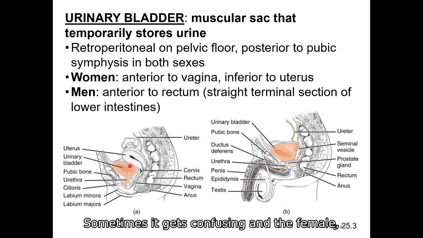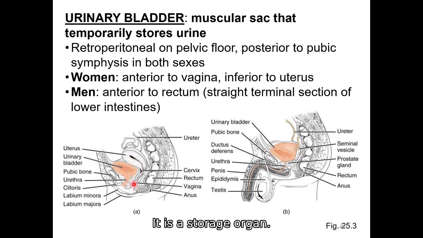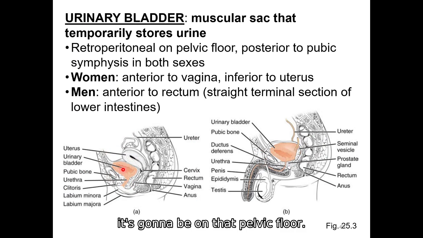Sometimes it gets confusing in the female. So this is the uterus and this is the vagina. It is a storage organ. It is retroperitoneal, so it doesn't have a peritoneum. It's going to be on that pelvic floor. And just, this would be the rectum and then the anus. And so in males, pubic symphysis, bladder, urethra, rectum, anus.